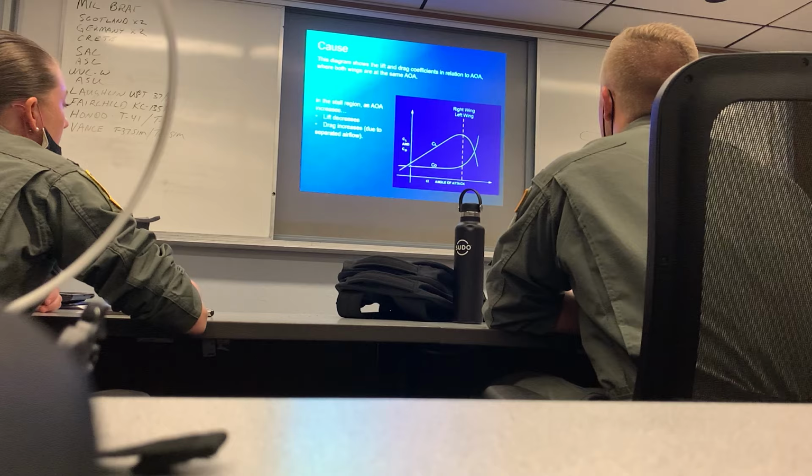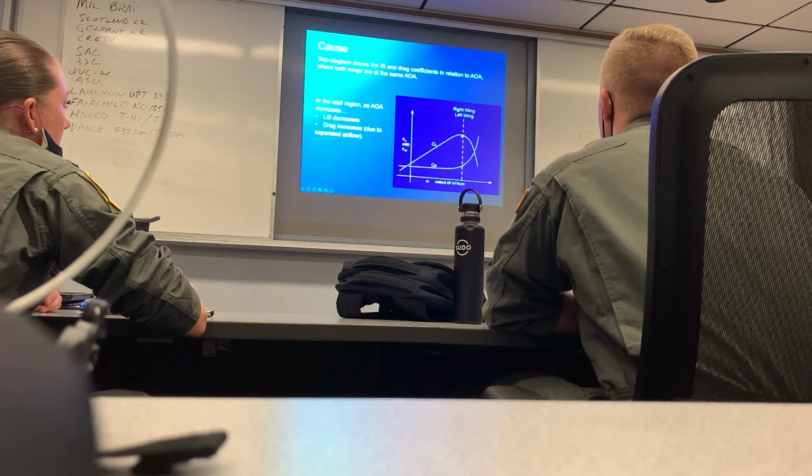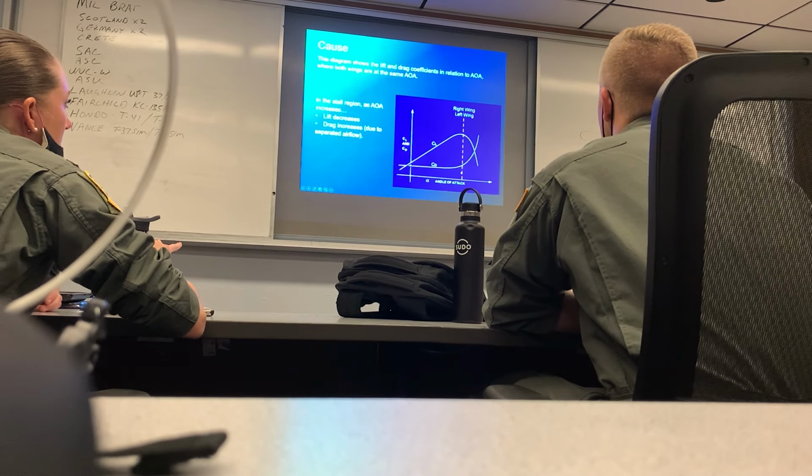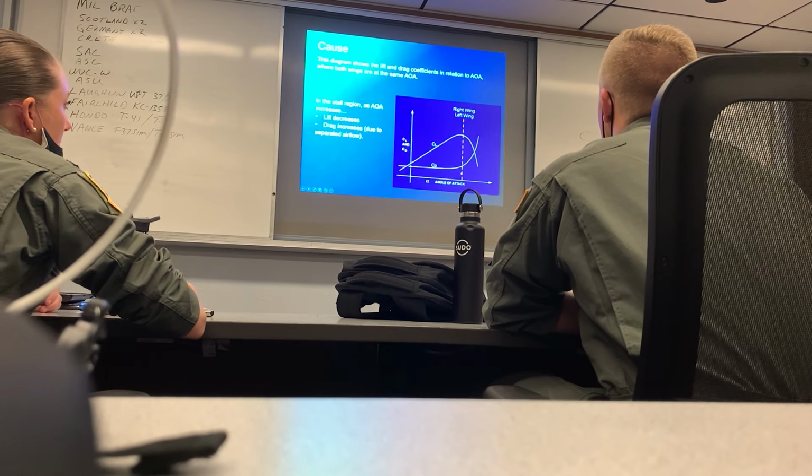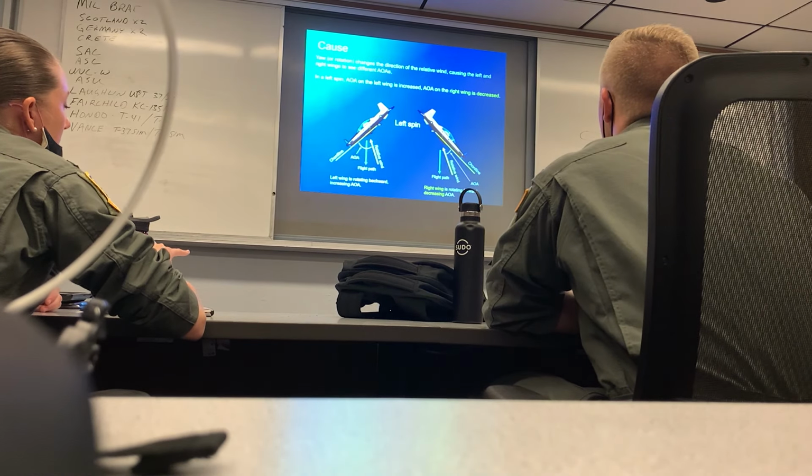Here's a diagram where all we're doing is stalling. My coefficient of drag goes up. I reach my coefficient of lift, go a little bit past CL max, and I'm stalled. But both wings are stalled equally, so the nose just tends to drop over.